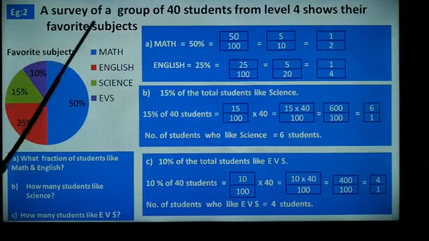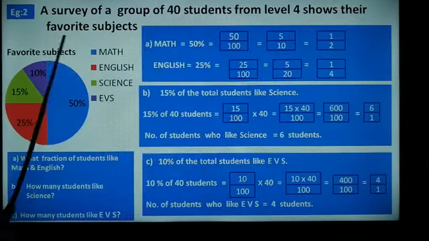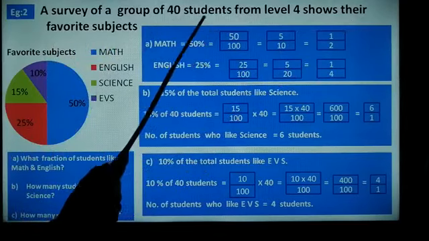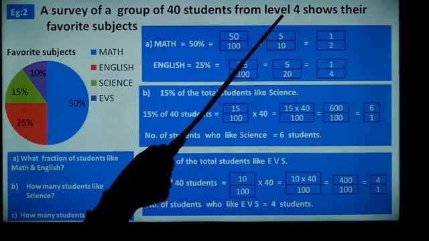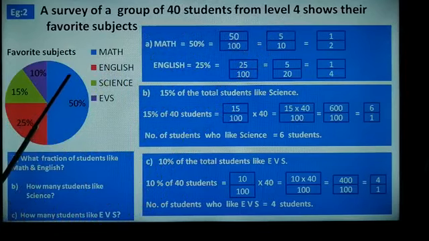Okay, a survey of a group of 40 students from level 4 shows their favorite subject. In example 1, we took the same number, 40 students from the same class from level 4. But just check the pie chart given here. The slices are not the same as before, are they? No, it is different, isn't it?